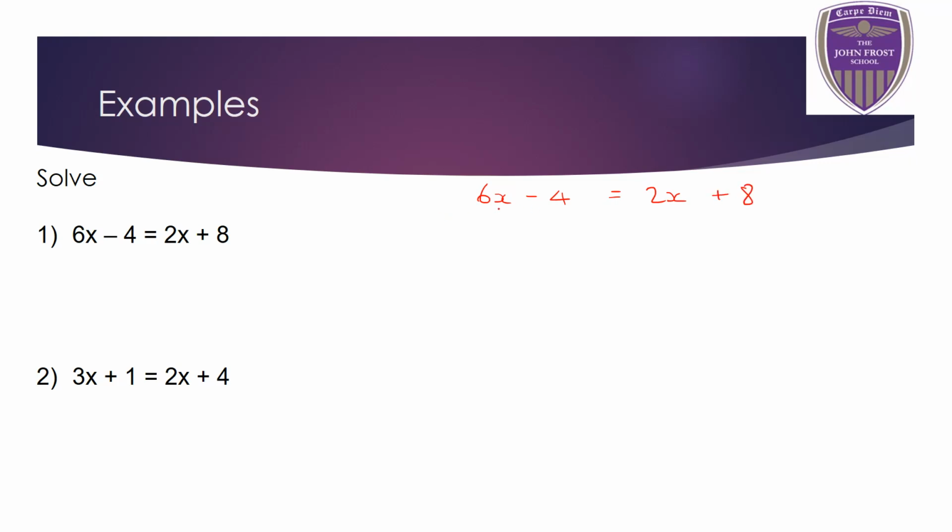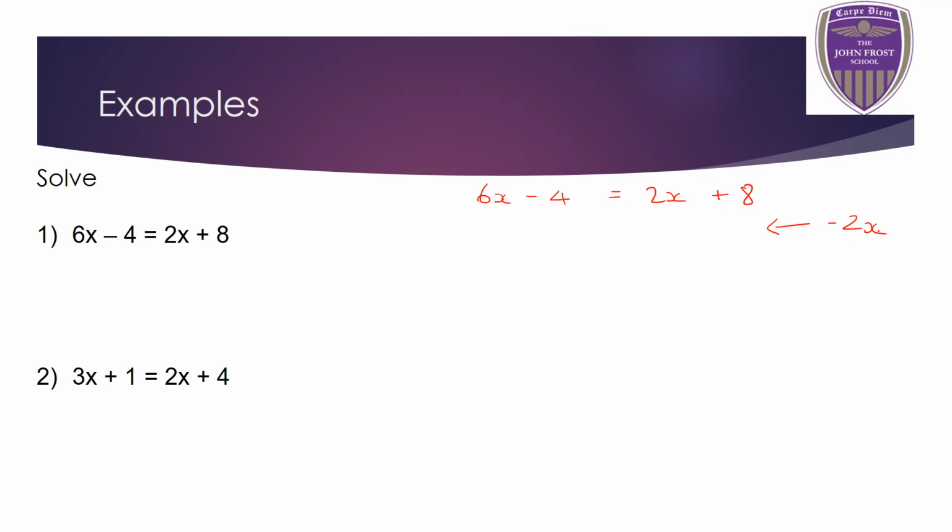So we've got 6x minus 4 on one side and 2x plus 8 on the other side, and they're equal to each other. Step 1 in all of these questions is looking at the unknowns. All we're going to do is the inverse of the smallest unknown, so we're going to get rid of the smallest unknown. We've got 6x on this side and 2x on this side. Obviously 2x is the smallest, so we're going to take away 2x from both sides. This is a plus 2x at the moment, but the inverse is subtract.